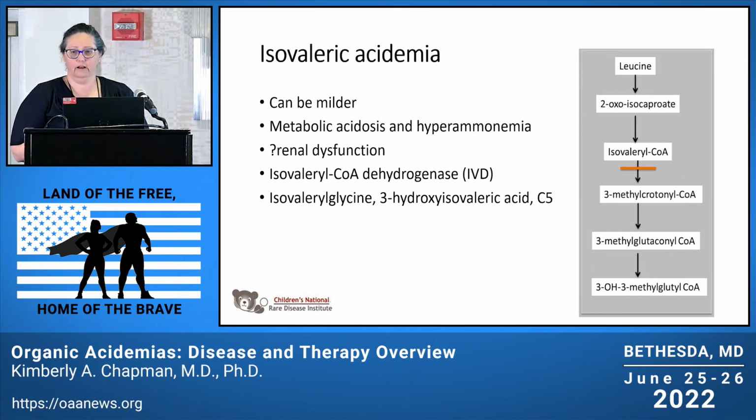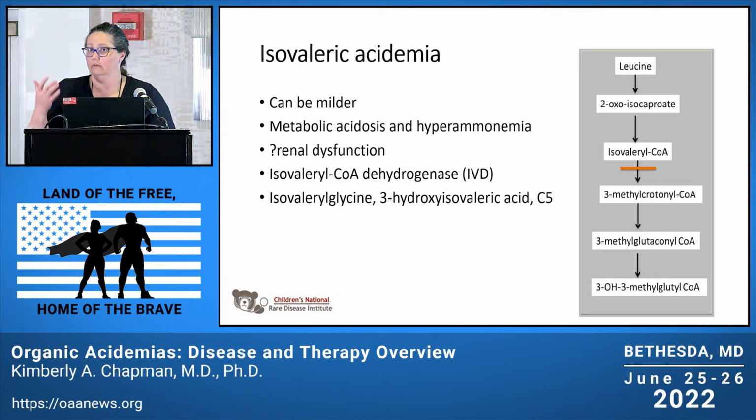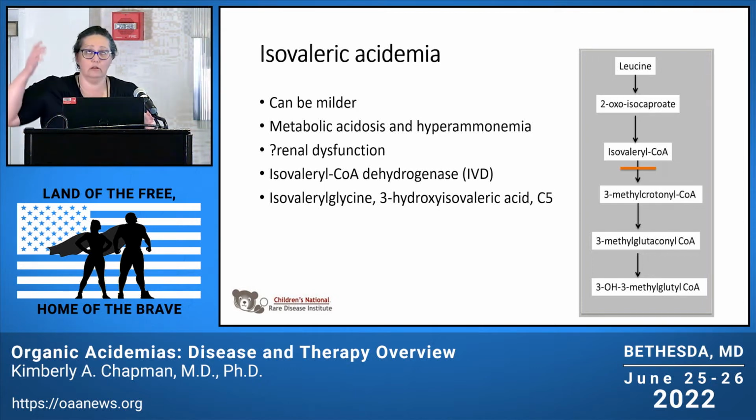Okay. All right. IVA. Let's talk about IVA. So IVA is an abnormality of isovaleric CoA dehydrogenase, or IVD, and it's part of the leucine pathway. And if we use our model system where we're damming a river and we're flooding upstream and we're deficient downstream, this flood is isovaleric acid. It's isovaleric glycine because it can bind. It's 3-hydroxyisovaleric. And it's isovaleric carnitine, or C5.